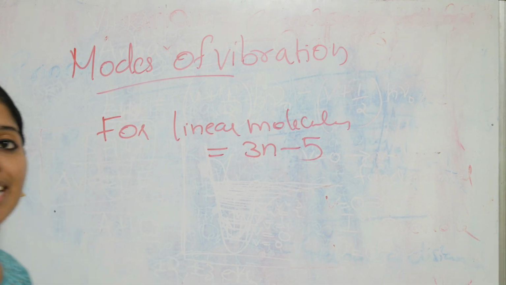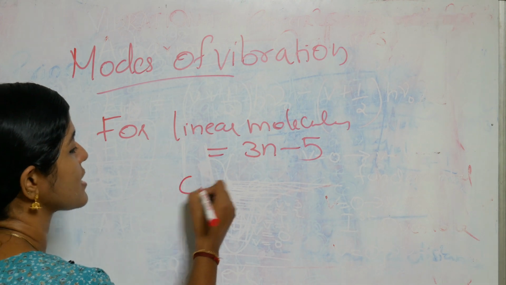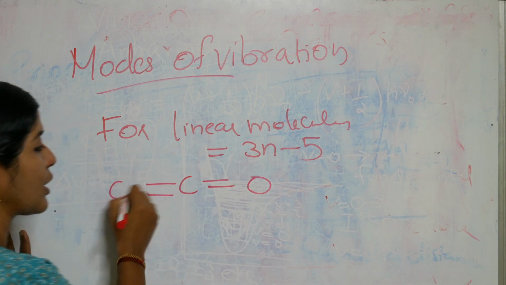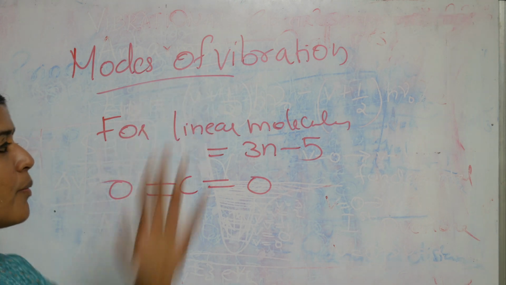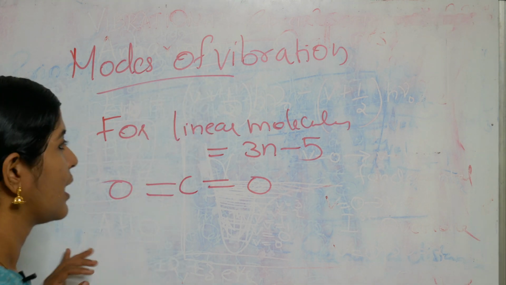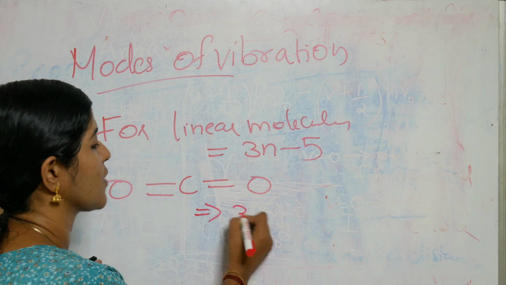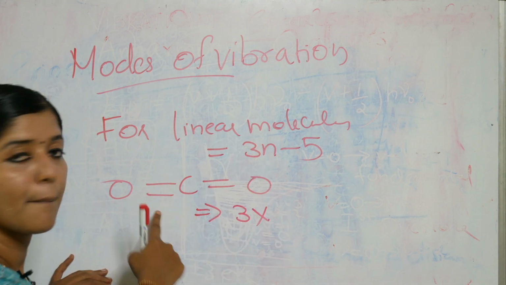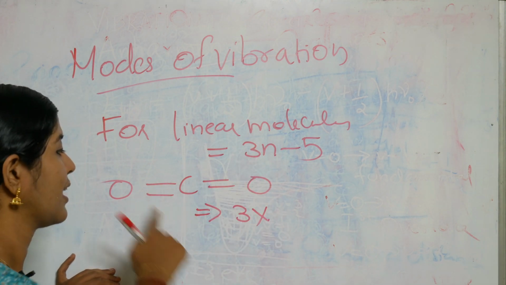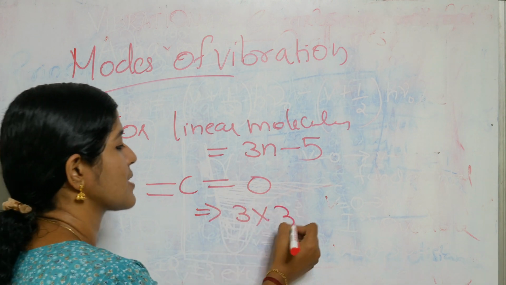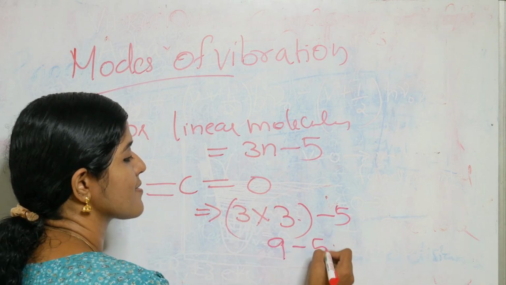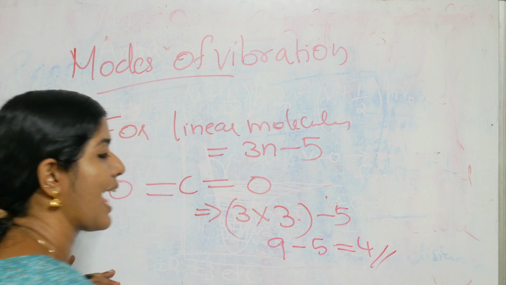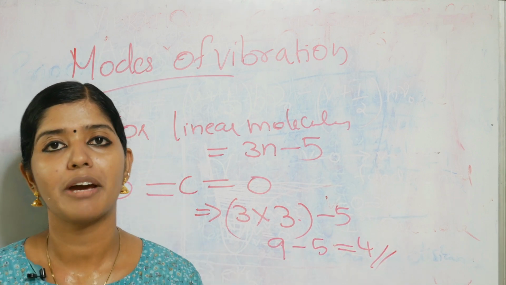Now, let's see an example. If you consider the molecule CO2, CO2 is a linear molecule, right? Now, how to calculate the number of modes of vibration for CO2? That is equal to 3n minus 5. So 3 into n, where n is the number of atoms. How many atoms are there? 1, 2, 3. 3 atoms are there. So 3n minus 5: 3 into 3 is 9, 9 minus 5 is 4. So it will have 4 modes of vibration.